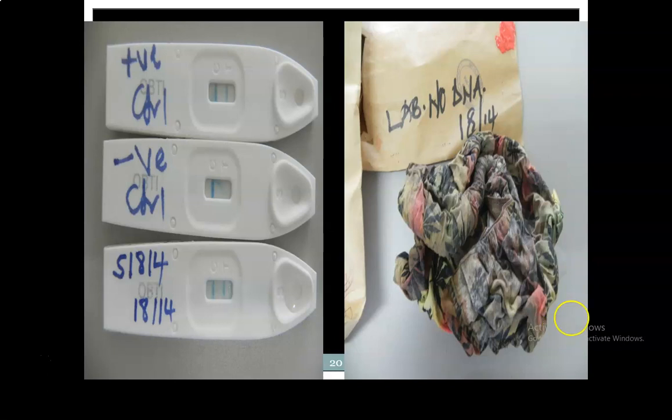This kit was used to test the sample here. That is a shorts clothing material soaked with blood. Now before the test, the analyst didn't know whether it was human blood or animal blood. So to make sure the kit was working, analyst performed a positive control. That's applying a known blood to the kit, and he got a positive result.